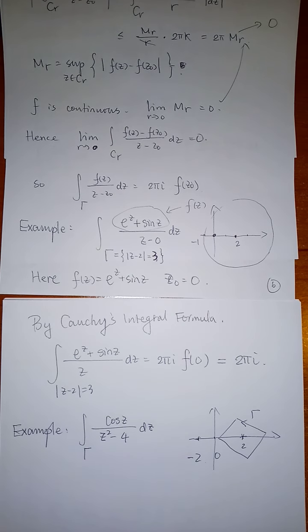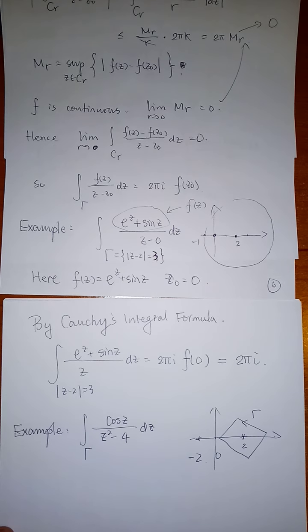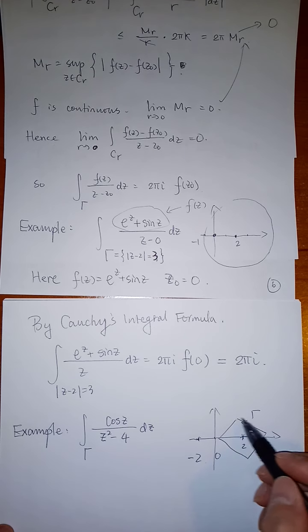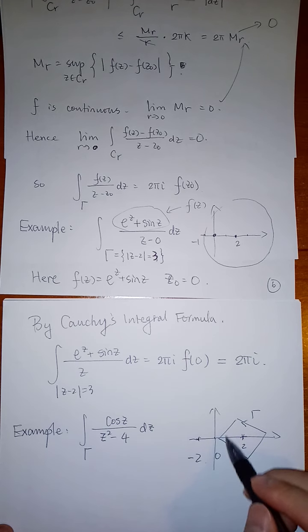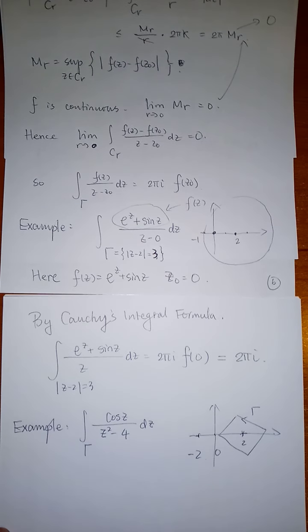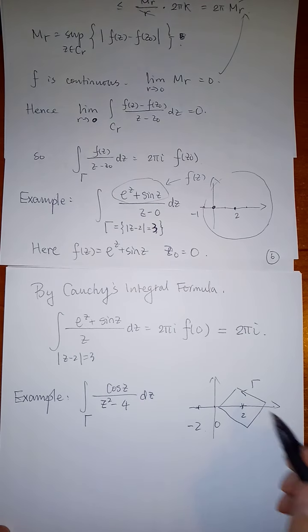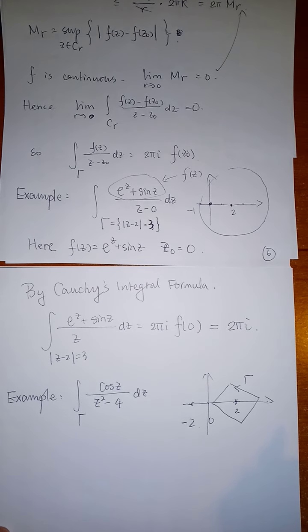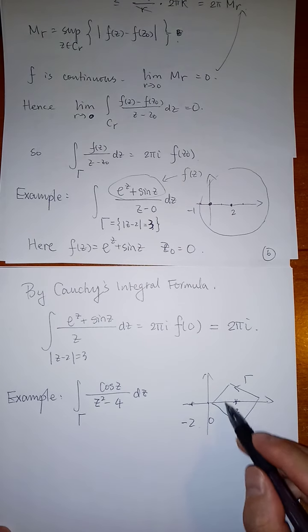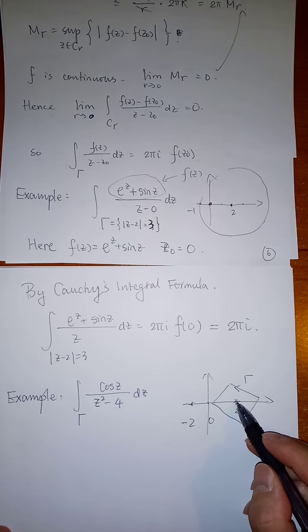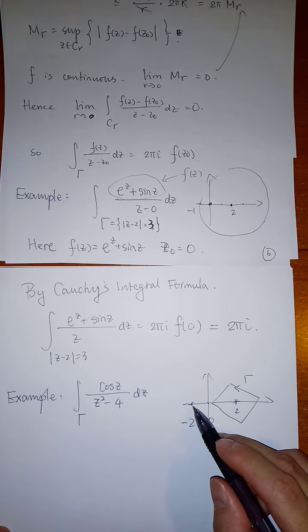Okay, the second example, the function is cosine z over z squared minus 4. The closed contour is this gamma. We will not give the concrete description. It's just sketched in the z plane. This closed contour only contains 2. It does not contain negative 2.